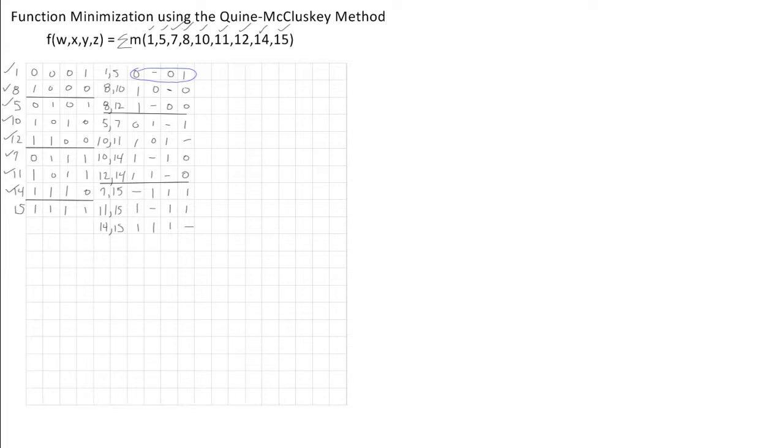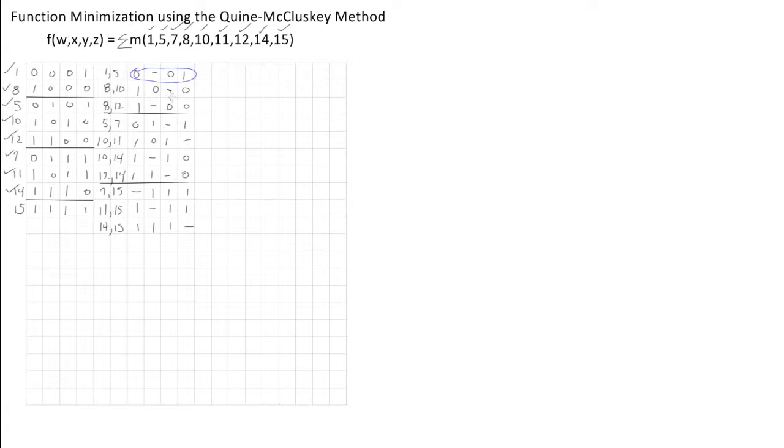Alright, moving on to the 8 and the 10. The only ones we can compare it to are the 5 and 7 and the 12 and 14. So let's look at the 5 and the 7. I'm sorry, not the 5 and 7. They are different by 1 bit, 2 bits, and 3 bits, so that's not going to work.